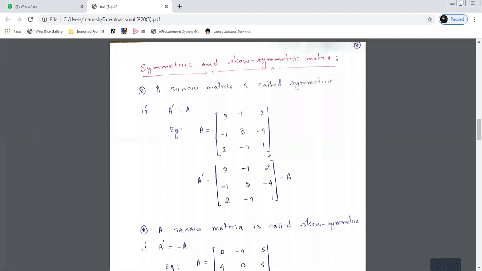These are the diagonal elements. After that you have to check this number, this number will be the same. If you put here -1, this will also be -1. If you put here 2, this number will also be 2. Again, if you put here -4, this will also be -4. Then you will directly get a symmetric matrix.